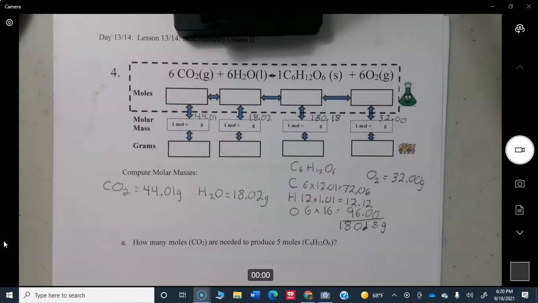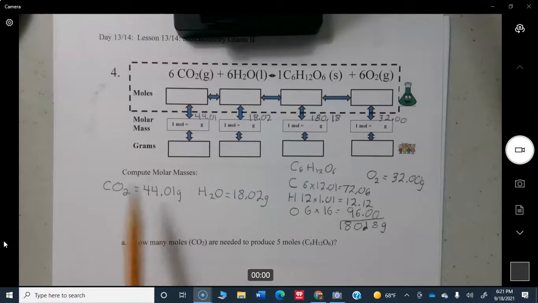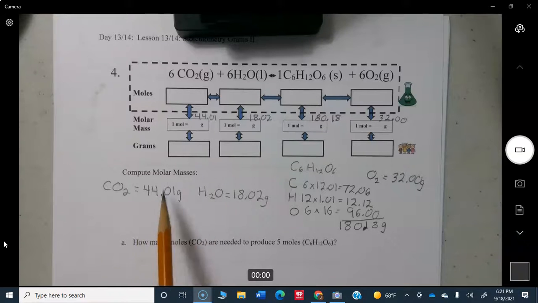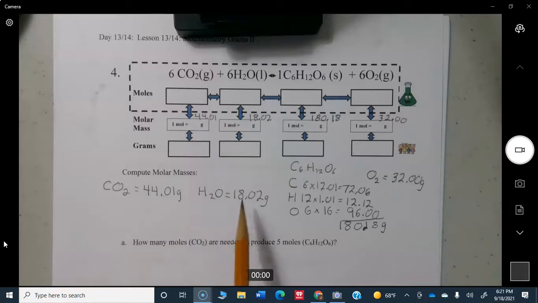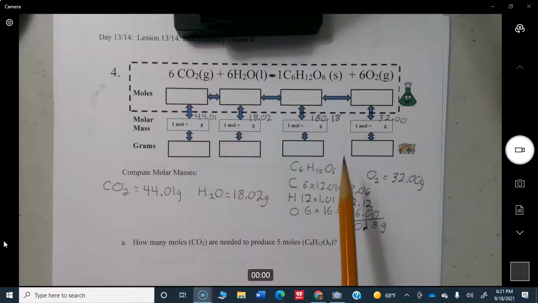AP Chemistry. This is the fourth and final problem of the day 13-14 assignment. It's Unit 2, Lessons 4 and 5. Alright, so what we're going to do is go ahead and start this. I've already done the molar mass conversions because we've done these already. So 44.01 for carbon dioxide, 18.02 for water.